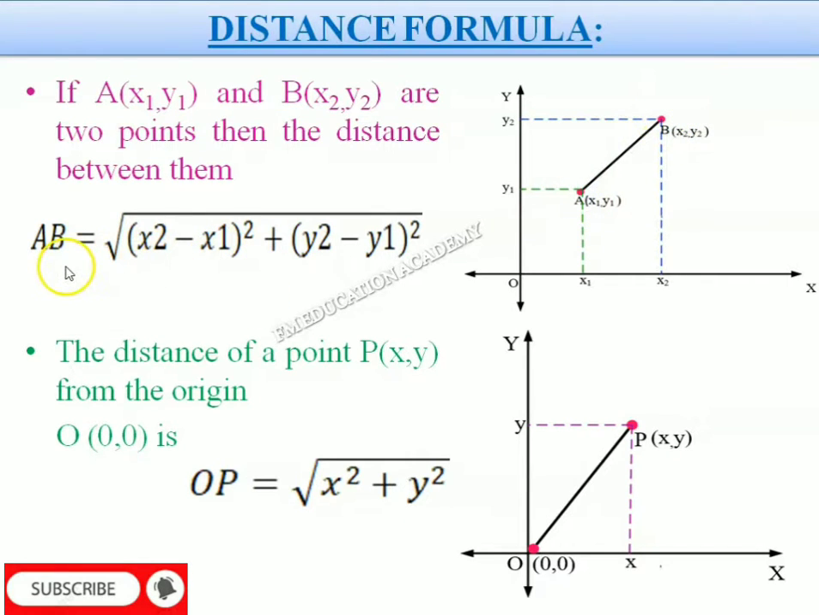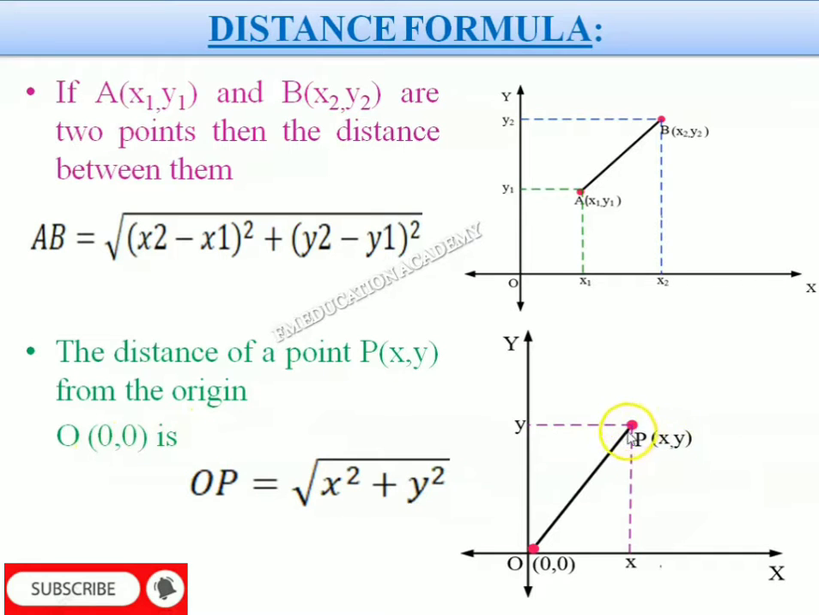It is very easy to remember. Always remember the distance between AB is the square root of x2 minus x1 whole square plus y2 minus y1 whole square. This is my x2, x2 minus x1 whole square plus y2 minus y1 whole square. Now what is the distance of a point P, x, y from the origin O 0, 0?